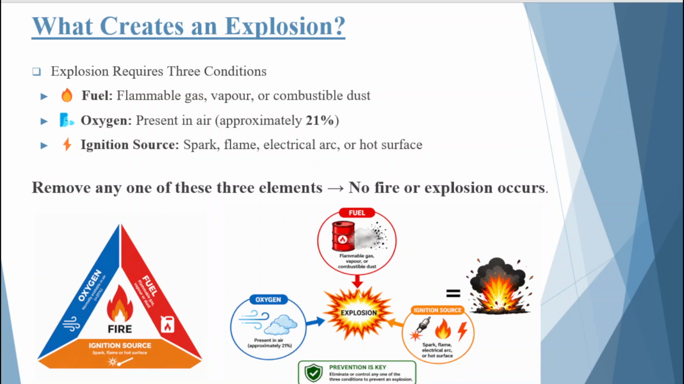In hazardous areas, oxygen is already present in the atmosphere, and flammable materials are often part of the process. Therefore, the most practical way to prevent an explosion is to eliminate or control potential ignition sources by using properly certified explosion-protected equipment. In the next slide, we'll look at the common flammable materials found in industrial plants and the ignition sources that can trigger an explosion.